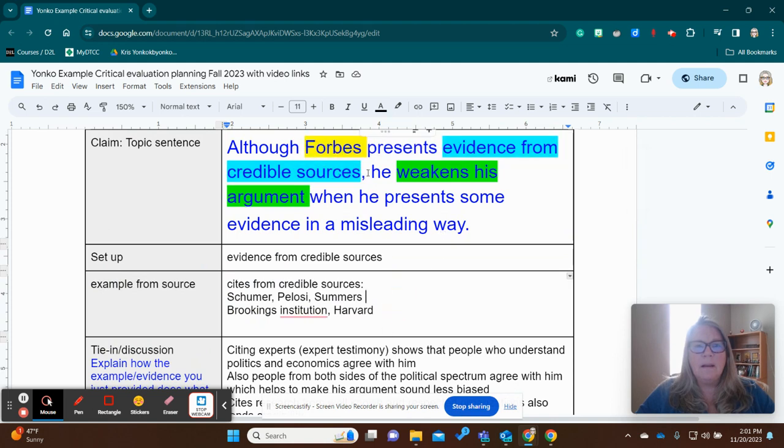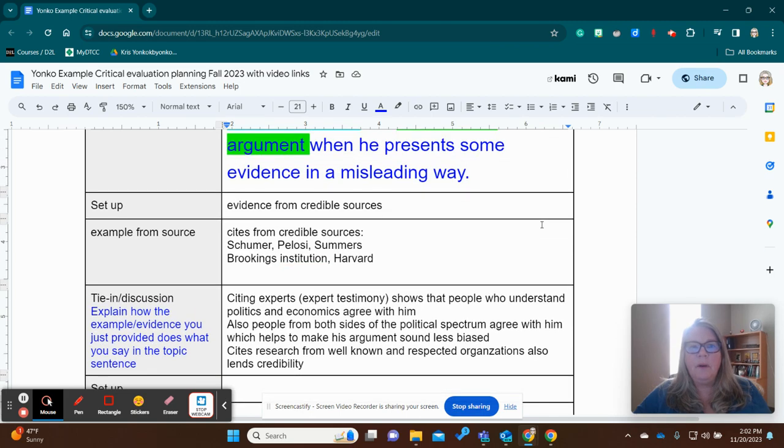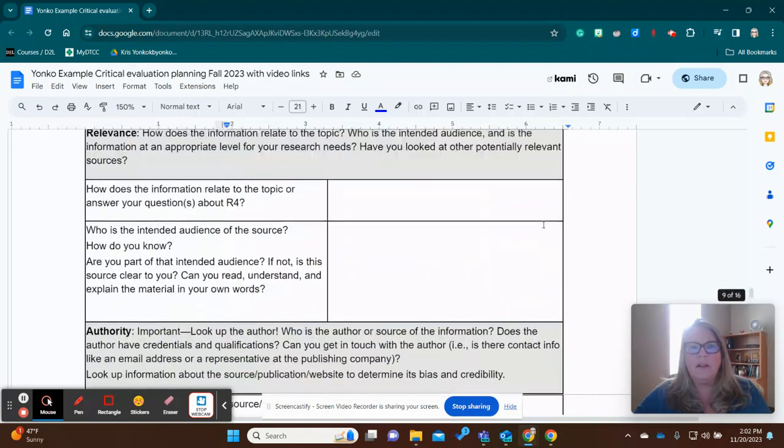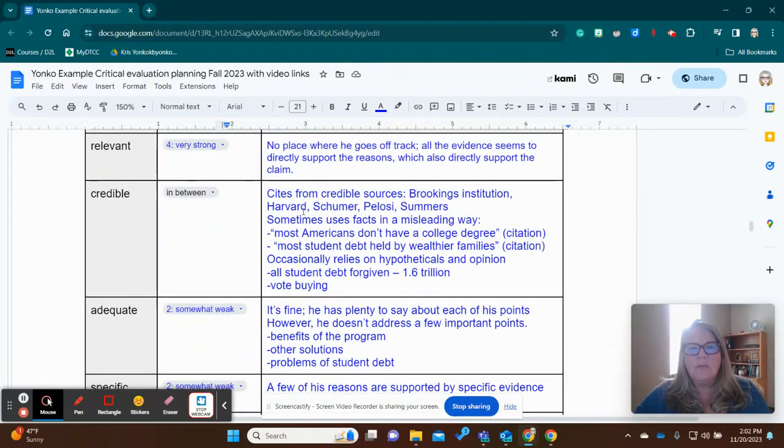Okay. Now the second part is where I'm going to talk about how he loses credibility with some of his misleading use of evidence. All right. So up there, that's when he says things like, most Americans don't have a college degree. So technically that's true, but it's very vague and misleading. And it's really just over 50% based on the numbers that I found, where he's leaving it very up to interpretation, maybe hoping his readers will think it's a much higher number.